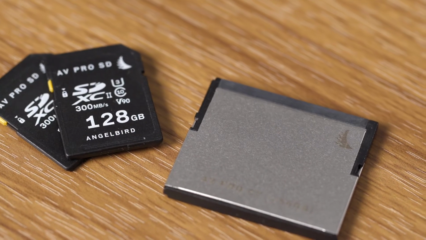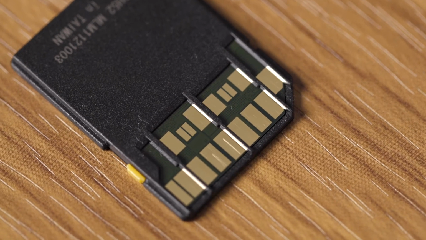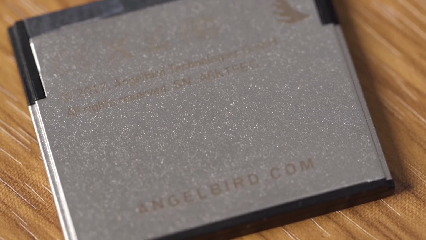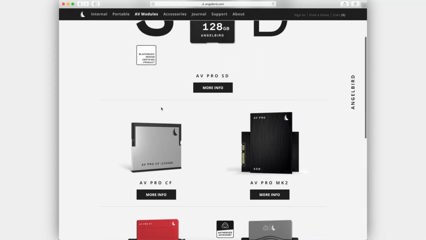They're also X-ray, magnetic, shock, dust, and temperature proof, 100% tested before leaving the factory, and come with a 3-year warranty. The CFast cards are also available by themselves in a few different sizes, so if you're only looking for something to use for raw recording, I'll have links for everything down below so you can check out all the different options if you want.